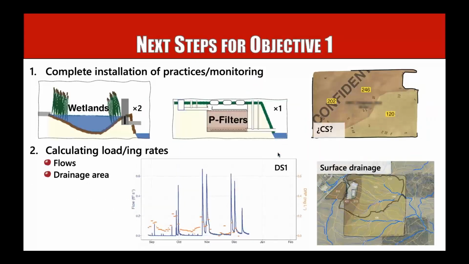So our next steps for objective 1, we want to complete the installation of practices and monitoring. So we're working on our wetlands. We have one more phosphorus filter to install and one more monitoring to get in place. And then the next thing will be to calculate load and loading rates. What I've showed you so far are concentrations. So we've been taking water samples from these systems and analyzing the concentrations in the lab. But what we really need to do is combine the flows and the concentrations to get some loading rates, and look at the drainage area and look at loading rate per area and some things like that to really learn what's happening at these sites. And that's what we're going to start doing this winter.